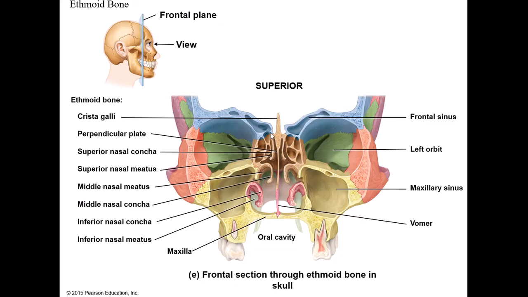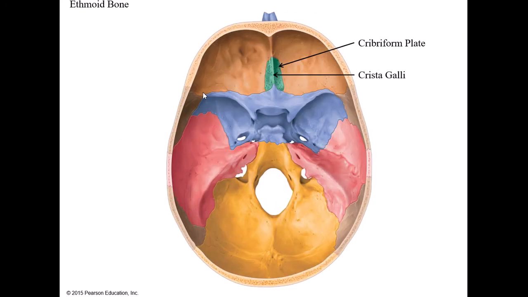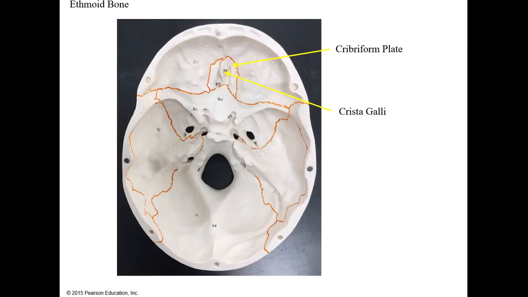So if we go back to this picture here, this would be the cribriform plate, kind of running right across here, and then the piece that sticks up is the crista galli. Same thing, here's the cribriform plate, and then sticking up is the crista galli. Here it is on our model here. So again, all of this would be the cribriform plate. Everything in here is the cribriform plate, and then extending up from the cribriform plate is the crista galli.